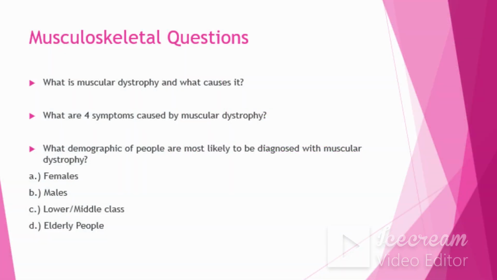Lastly, for our musculoskeletal questions, we have: what is muscular dystrophy and what causes it? What are 4 symptoms caused by muscular dystrophy? And what demographic of people are most likely to be diagnosed with muscular dystrophy? As a multiple choice question of A, female, B, males, C, lower to middle class people, and D, elderly people.